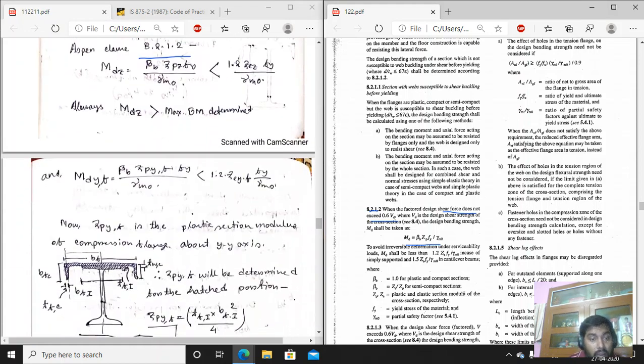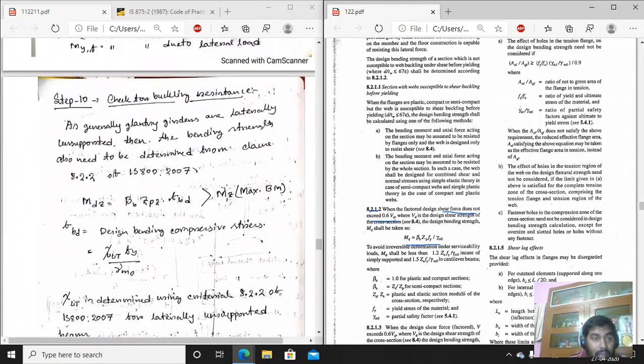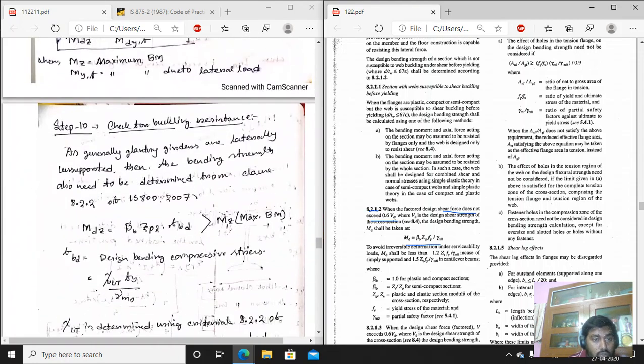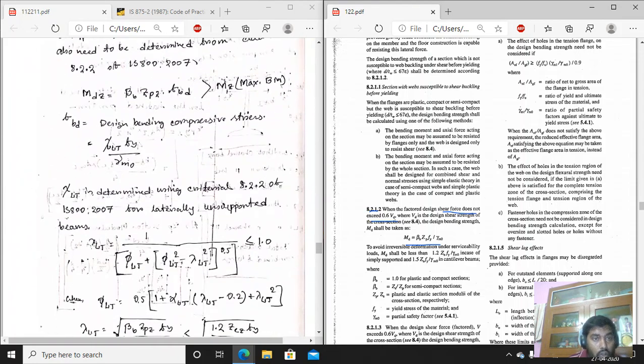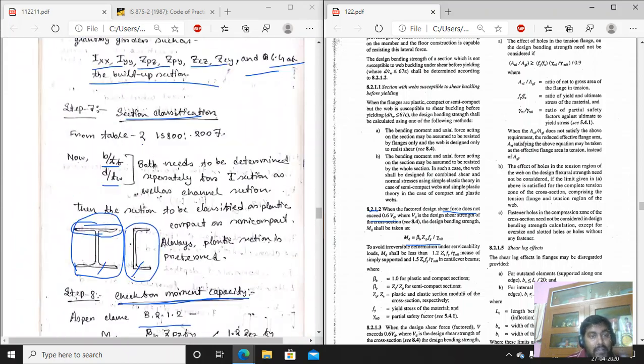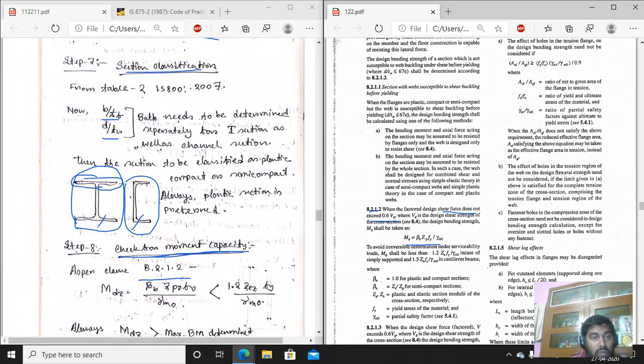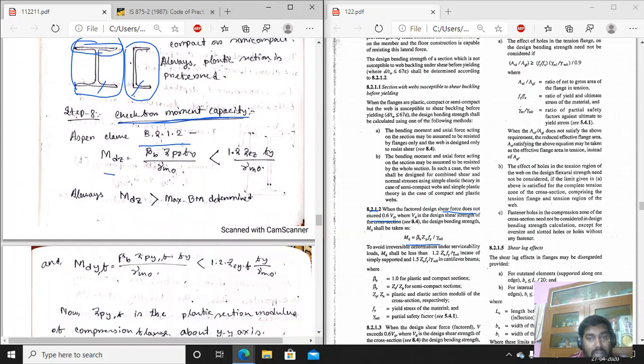So here, this check I have shown here also. This check needs to be done here also. Okay, so this formula we will use to determine the moment capacity of the total section: Beta B Zp Z Fy, and it should always be less than 1.2 Ze Fy by gamma M0 for simply supported. As it is a simply supported member, we have to check that also.